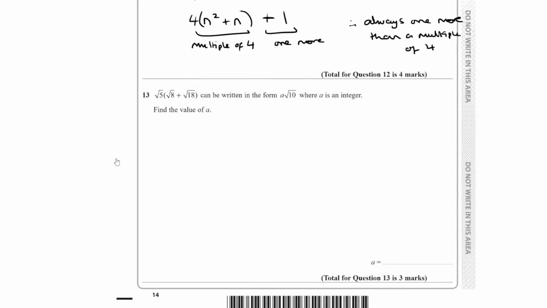So question 13, as we said, surds comes up quite frequently, obviously on the non-calculator one, because otherwise you would just put it in your calculator, wouldn't you? So for this one, we've obviously got single brackets. This can be written in the form a root 10, where a is an integer. Find the value of a. There are 2 ways to do this.